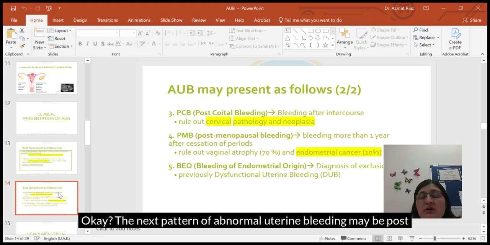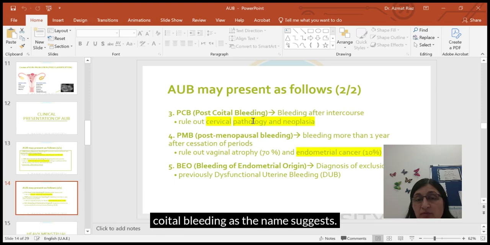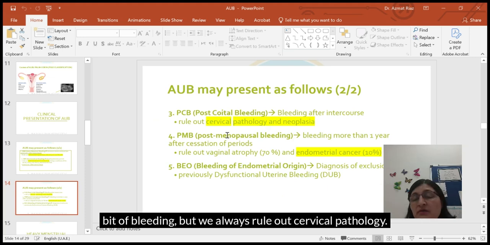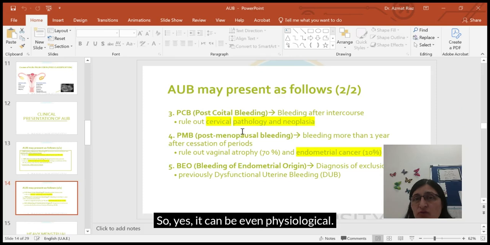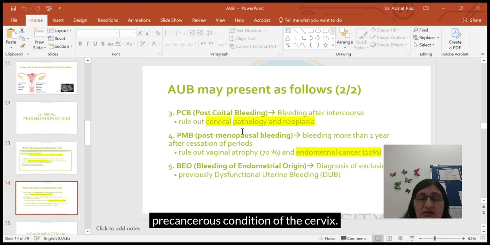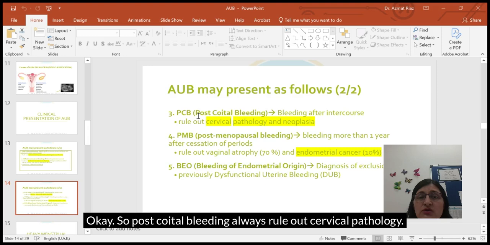The next pattern of abnormal uterine bleeding may be post-coital bleeding, as the name suggests. So it is related to intercourse. If a patient comes to us saying that she has noted some bleeding after having sex, it can be just 1 spot, 2 spots, a little bit of bleeding, but we always rule out cervical pathology. Yes, it can be even physiological, like a cervical ectropion, but it can be cervical cancer or a precancerous condition of the cervix. So postcoital bleeding, always rule out cervical pathology.